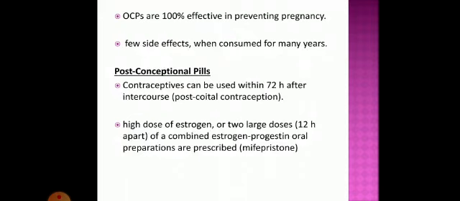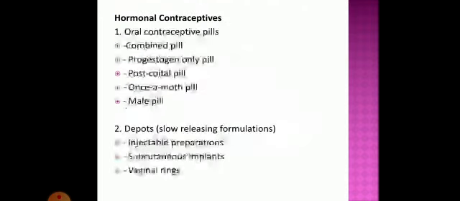So before going to the other methods, I think we need to know a little more on the second classification which I have put on the first slide as depots or the slow releasing formulations. So basically these are subcutaneous implants which contain progestogen. It's called the Norplant, the progesterone capsules. It's implanted beneath the skin, and that will release hormone very slowly, and it can last for almost 5 years.